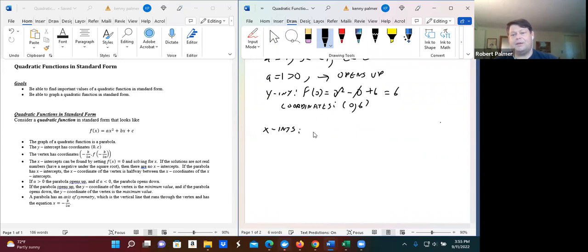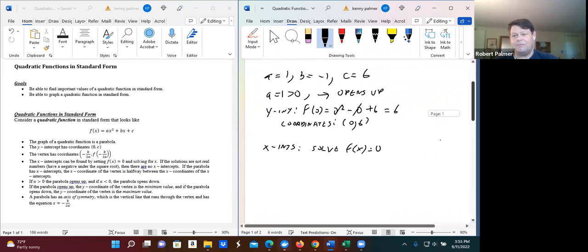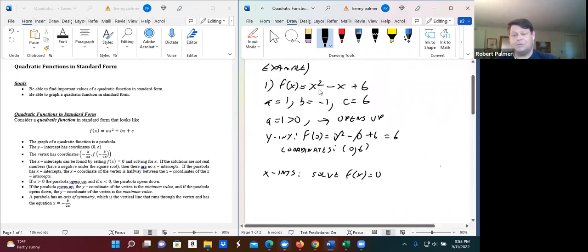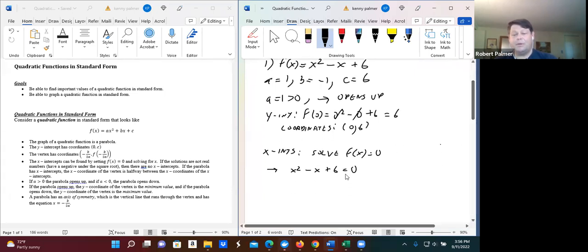Okay, so we do that. Here we're going to solve f of x is equal to 0. So we take our quadratic function and set it equal to 0. So that means we want to solve x squared minus x plus 6 is equal to 0. Now this one, we could, of course, use the quadratic formula, but also complete the square. But here, this one will actually factor. And this one factors into x minus 3 and x plus 2.